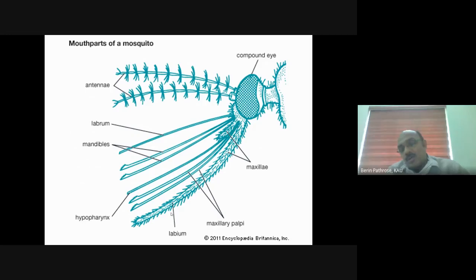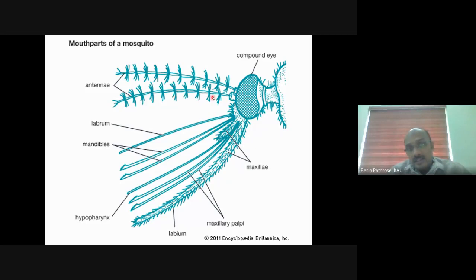So this is what a mosquito mouthpart looks like. This is the antennae. We have 1, 2, 3, 4, 5, 6 stylets: labrum, two mandibles, two maxillae and hypopharynx. And these two are the maxillary palpi. Actually, maxillary palpi may not be that elongate. So sometimes maxillary palpi, no, these are the maxillary palpi, and this is the labium, that is the rostrum.